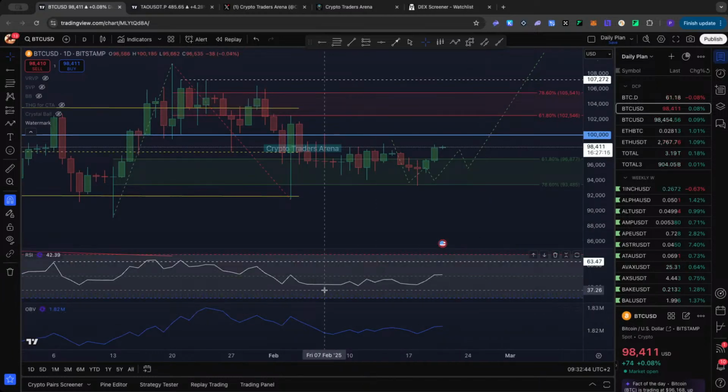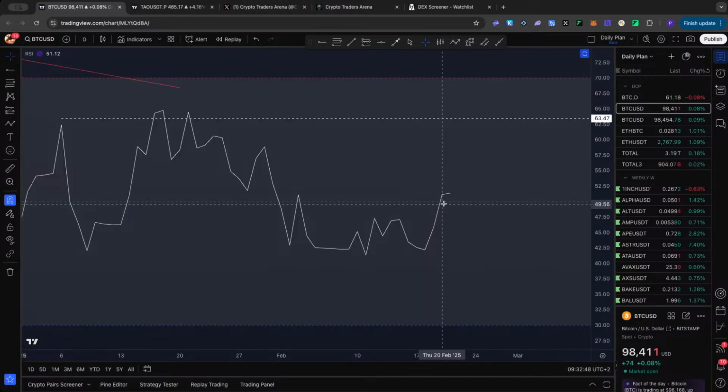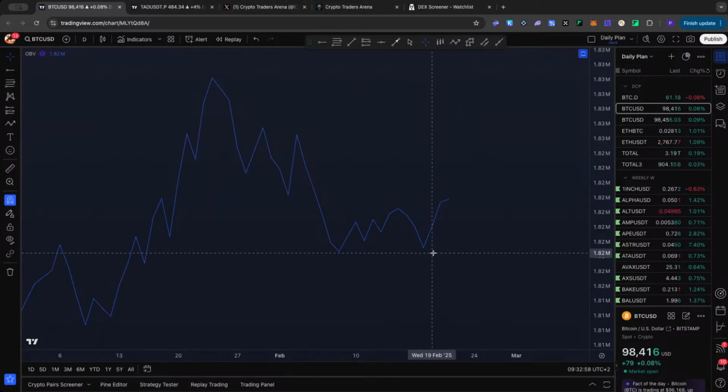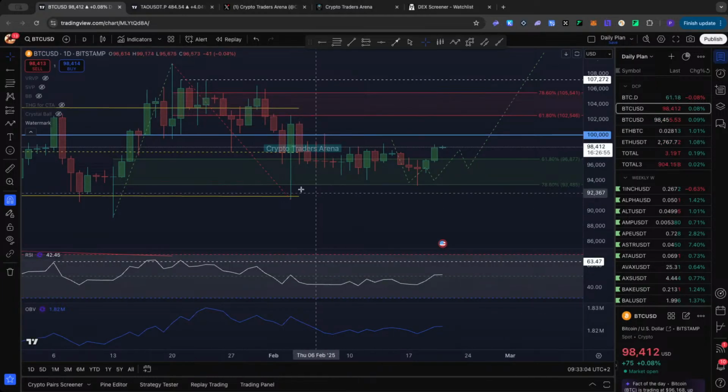Indicators on daily, well, RSI is fighting 50 and it's trying to accept above 50 line, which is nice. If we push a bit higher and then we retest the 50 line, that will be even better. OBV, just following the price action. Nothing bad. You can see something here. I don't know, can you see it? No? If you don't see it, well, I'll explain it to you.